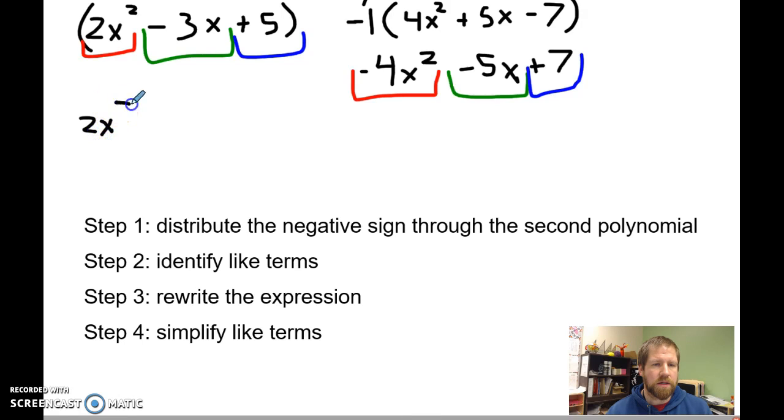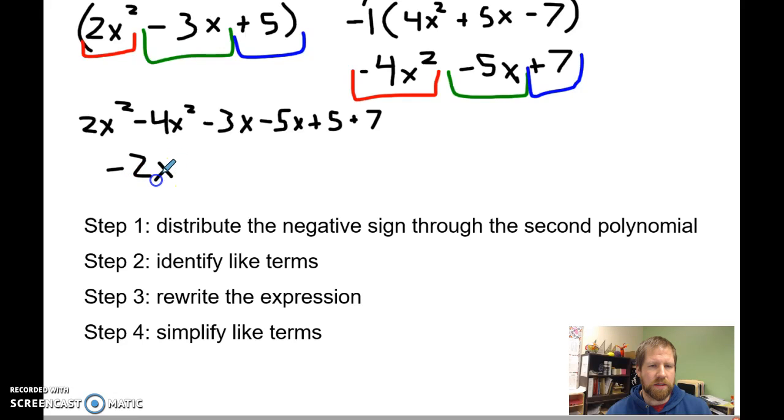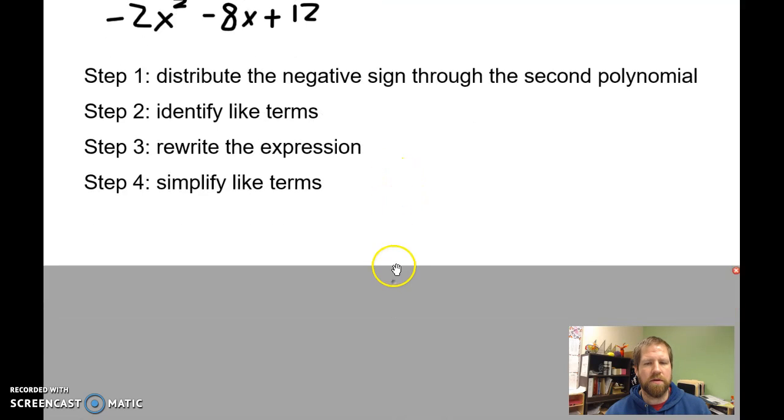So I have 2x squared minus 4x squared minus 3x minus 5x plus 5 plus 7. 2x squared minus 4x squared, negative 2x squared, negative 3x minus 5x, it's going to be a minus or a negative 8x, and then 5 plus 7 is plus 12. Okay. So, once again, same basic steps, you just need to distribute out first.